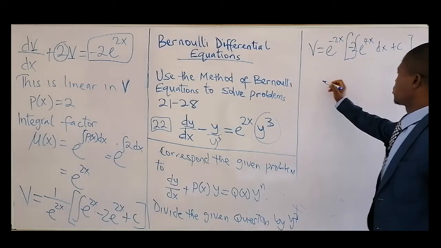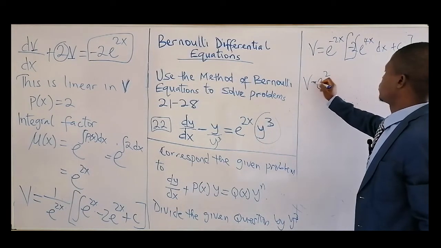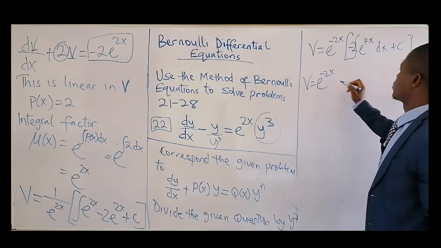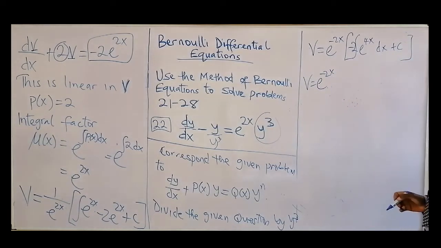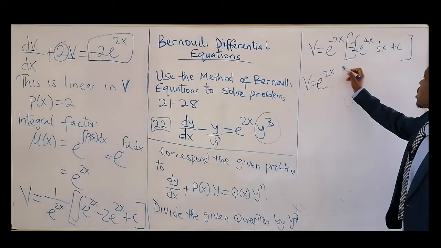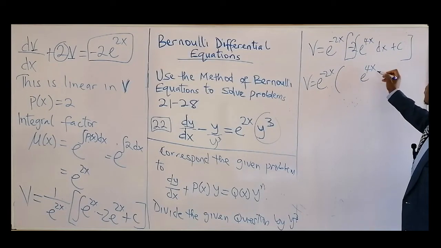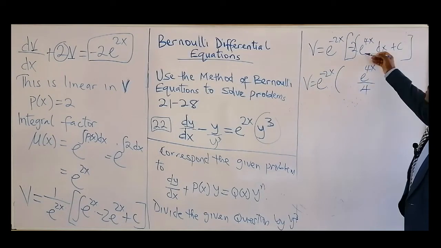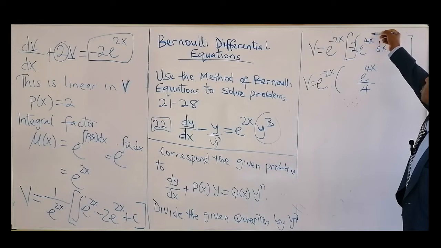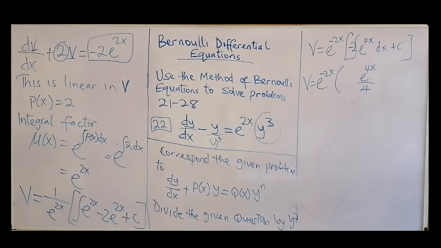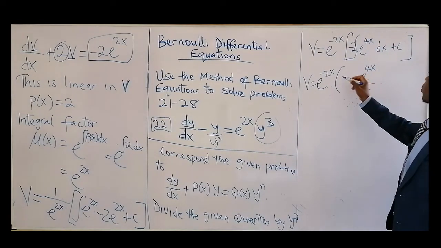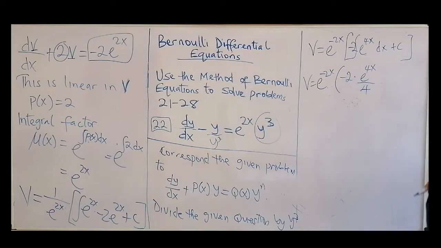Then we can do the integration. v equal to e to the power minus 2x, then we have open bracket here. Integrate this one, that will be e^4x over 4. When you integrate the exponential, you must divide by the derivative of the power. And don't forget your minus 2 outside, plus c. So that finishes the work. I just need to do a little algebra.